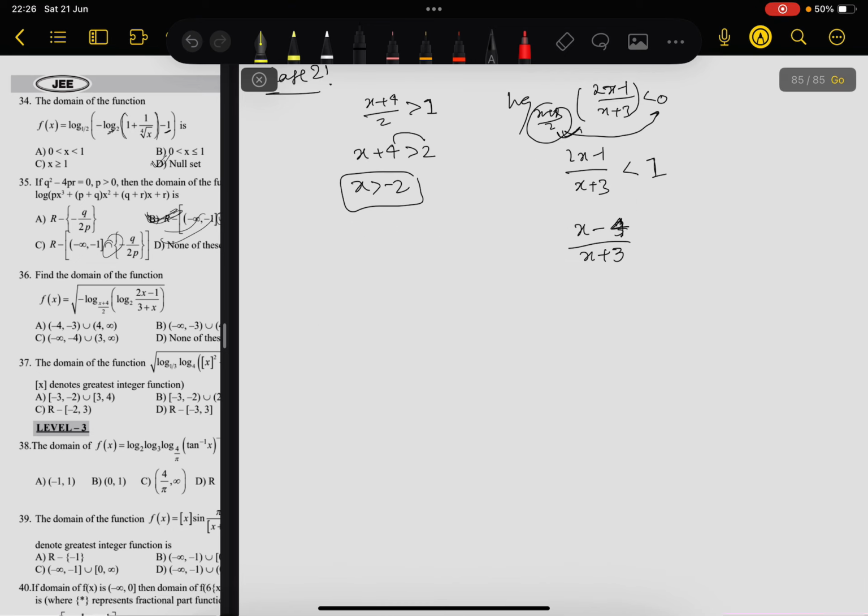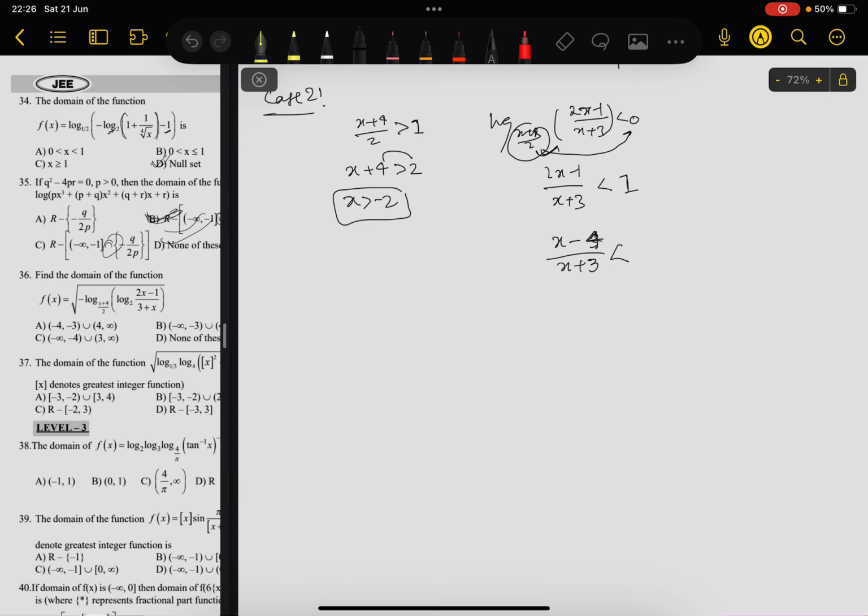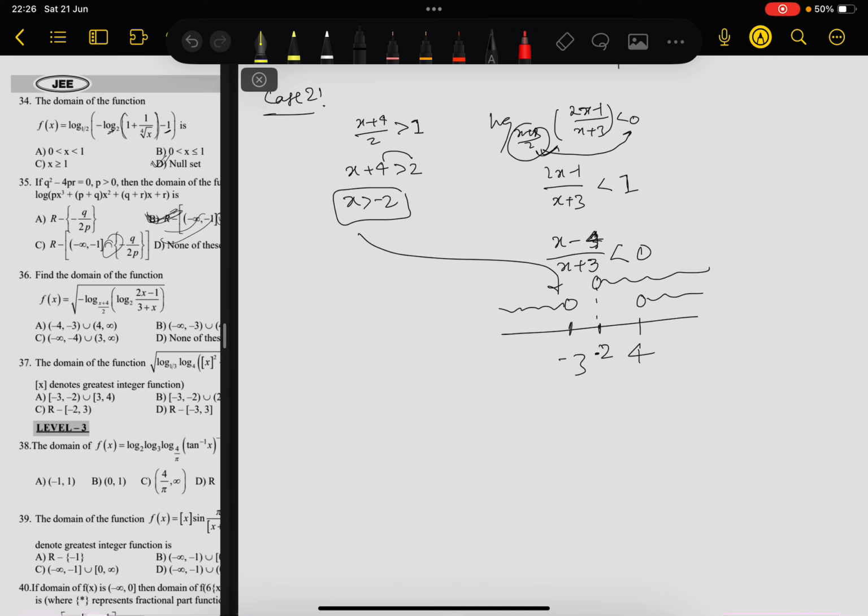Now let's find from case 2. So this is less than 0. Now let's draw the number line. This is minus 3, this is 4. So 4 to infinity, minus infinity to minus 3. So here also let's draw the same value on the x-axis on the same line. So this is minus 2 and the answer is greater than minus 2. So minus 2 to infinity. So overall you will get this intersection, that is 4 to infinity.